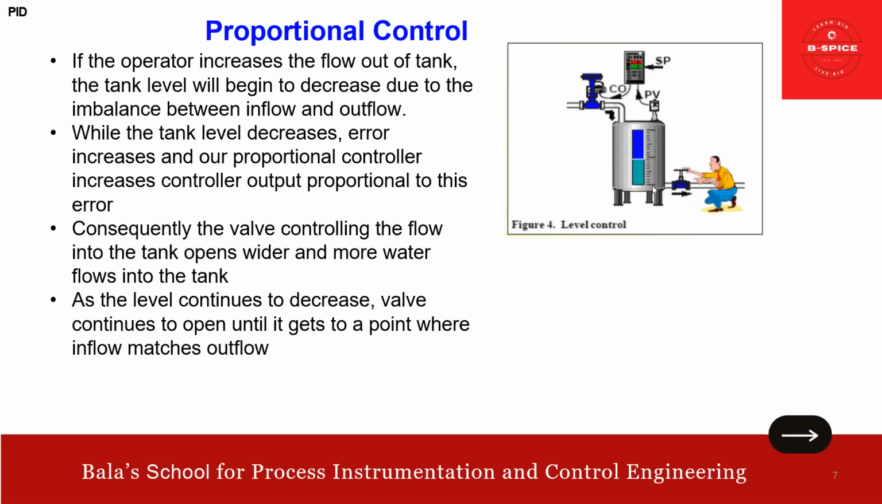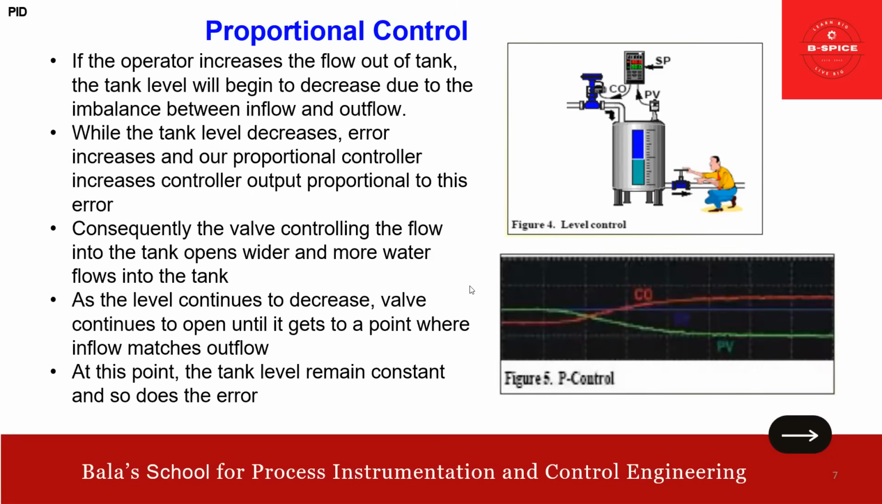As the level continues to decrease, the valve continues to open until it gets to a point where the inflow matches the outflow. So you can see here at this point, the inflow matches the outflow. At this point, the tank level remains constant and also the error. You can see here, this is the typical P controller. This is your controller output and this is your PV. You can see here, the error remains constant. That's the point here. So meaning we cannot nullify the error.